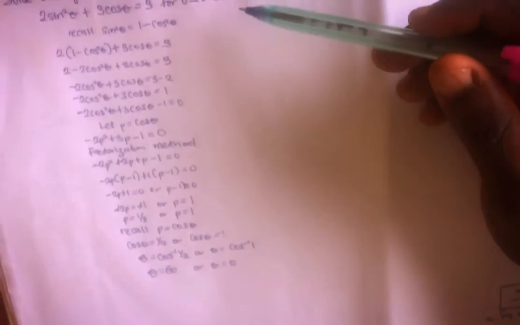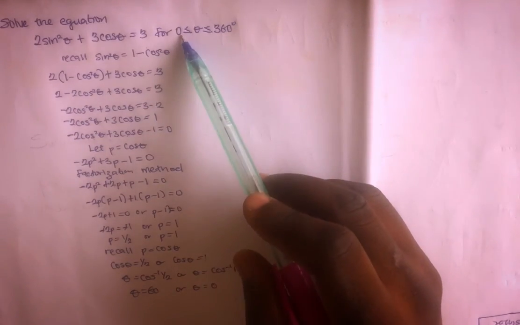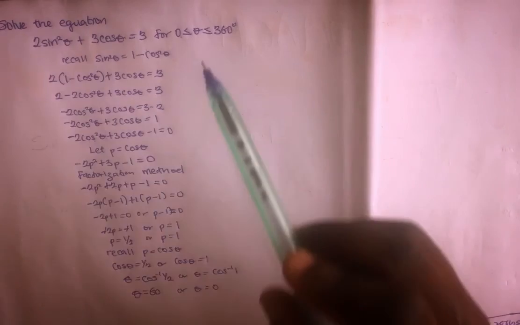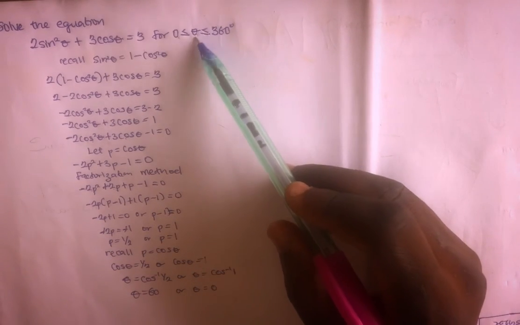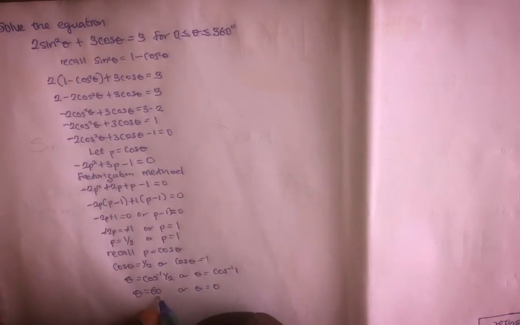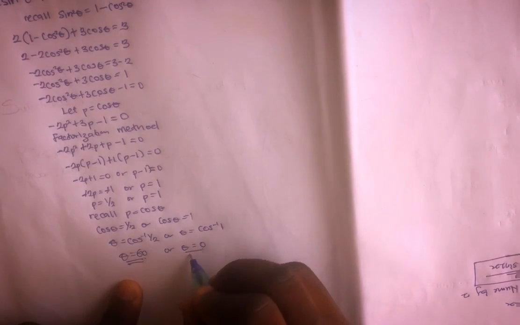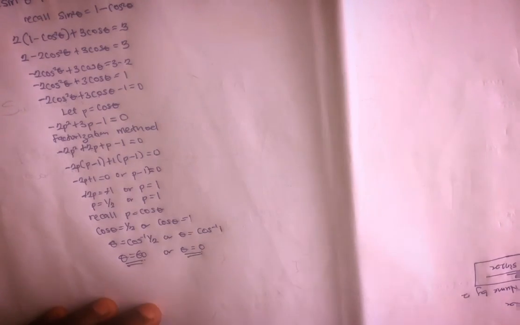Now come back to this question. The question says the value of theta must be 0 less than or equal to theta, and theta less than or equal to 360. In this case, we are getting two values for theta. The first one is 60, and the second one is 0. So these are the values of theta that we are asked to calculate for. Thanks for watching.